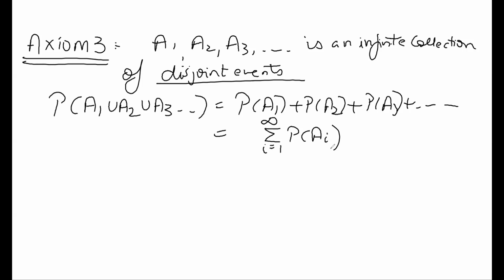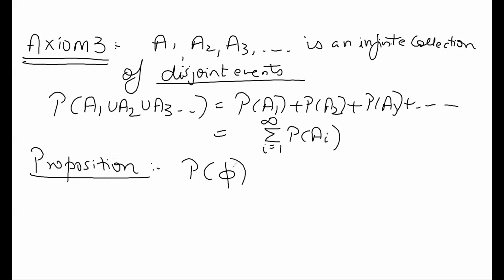An important proposition for us to understand. I'm doing the proposition on the screen first. Probability of phi is what? Probability of phi is always equal to 0. This means the probability of a null event happening is exactly equal to 0. So let's try and prove this.